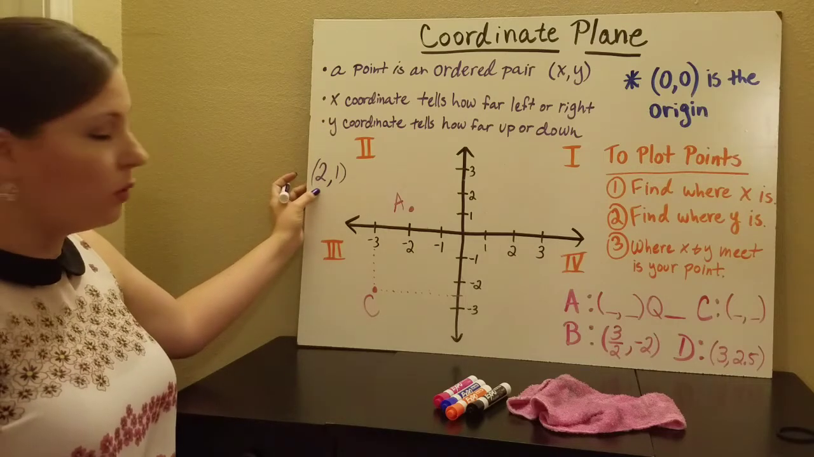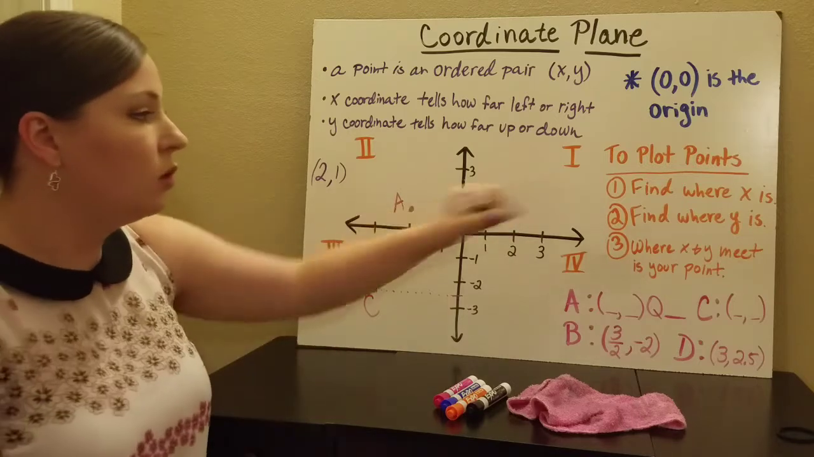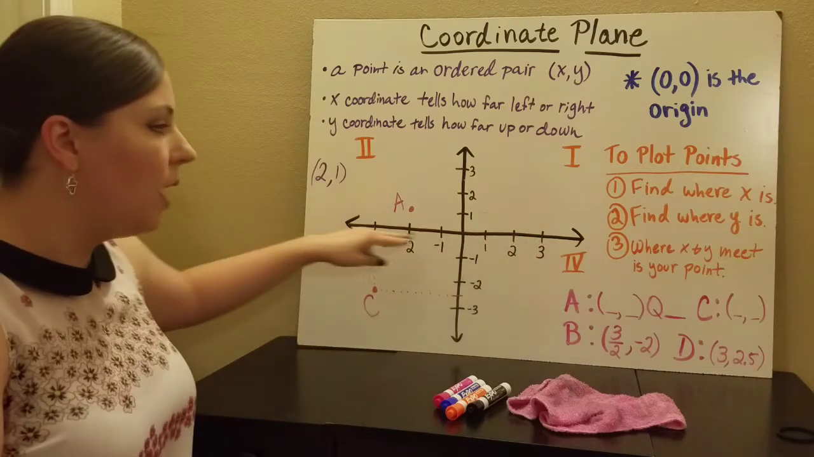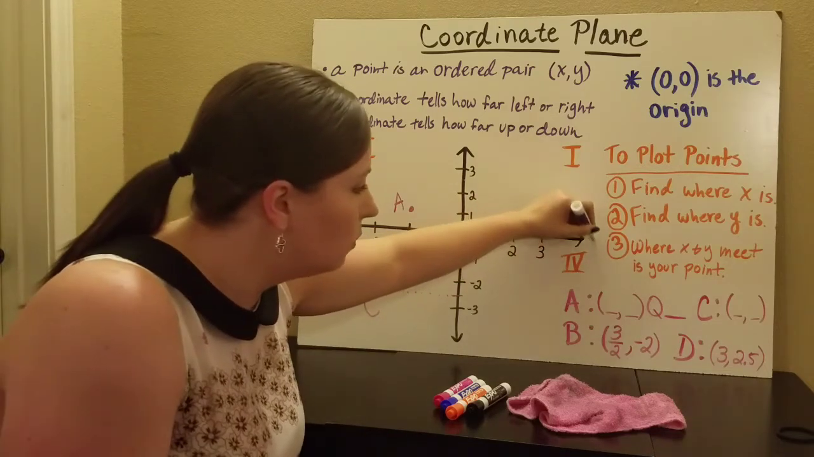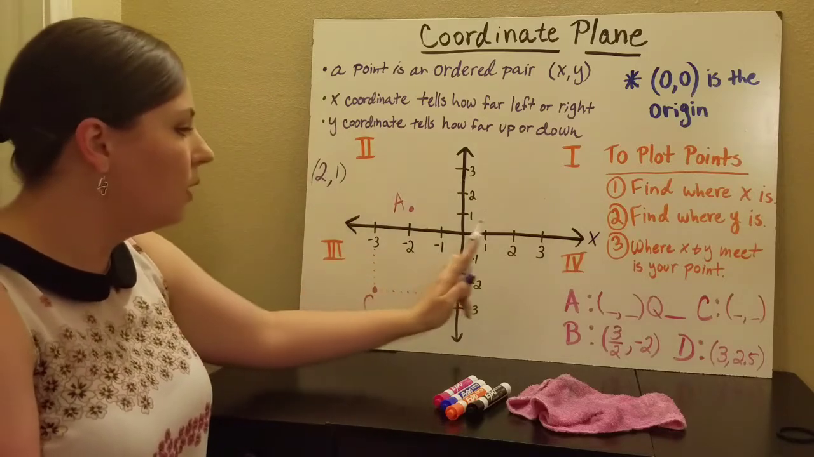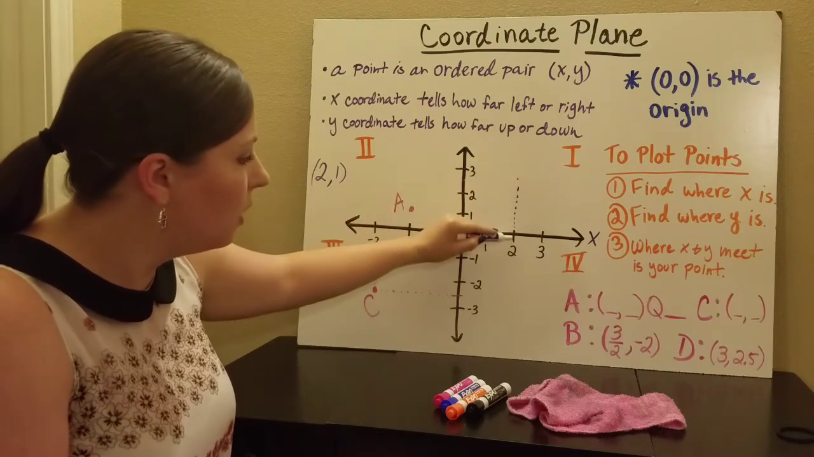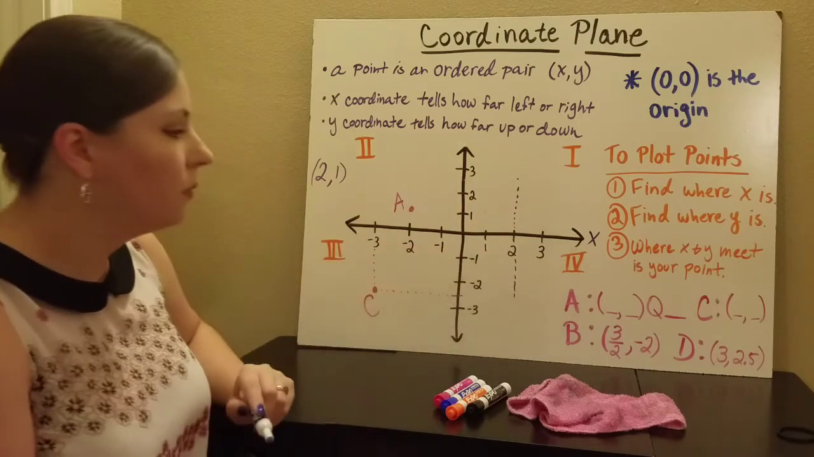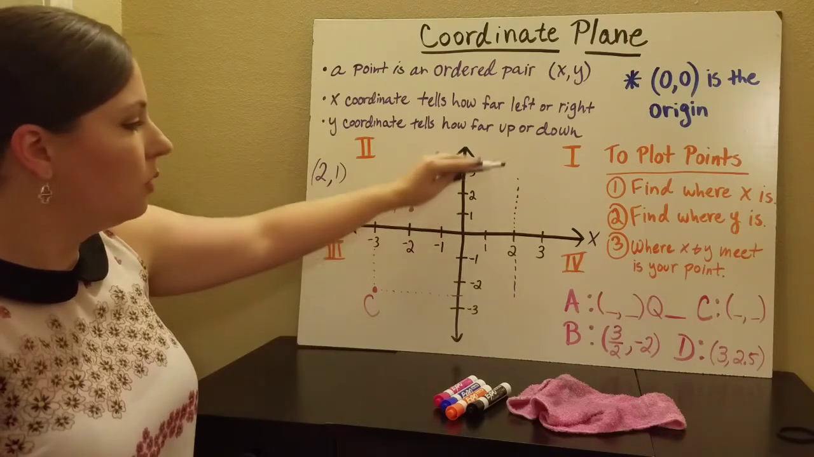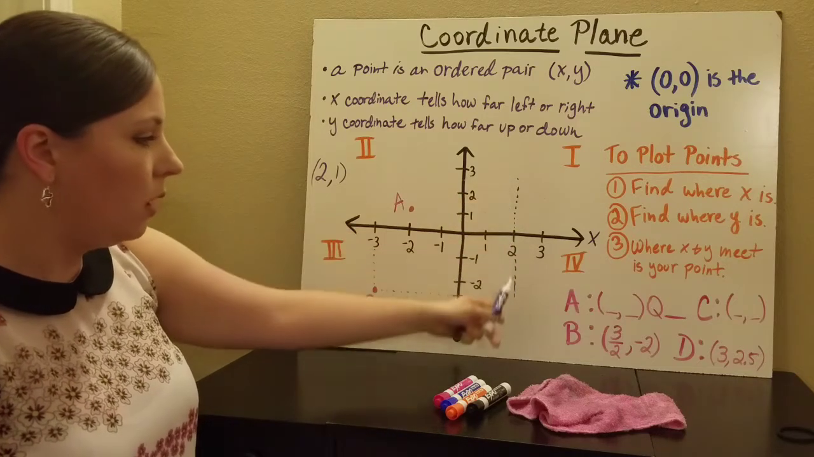2 is going to be my x coordinate, and 1 is going to be my y coordinate. In order to plot this, I need to first find where my x is. So I look on the horizontal line, the x-axis, which is labeled with an x. I find 2. It's right here. Now I'm going to draw a little dashed line straight up or straight down from there. The y is going to tell us whether it's up here or down there, but we know it's going to be somewhere along this line.